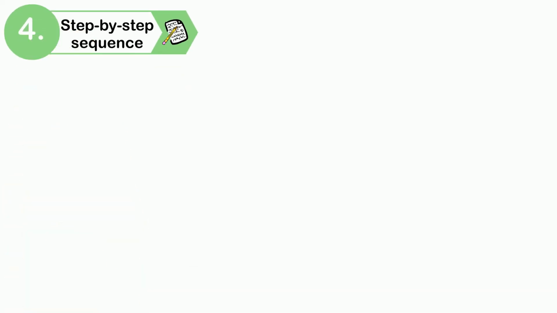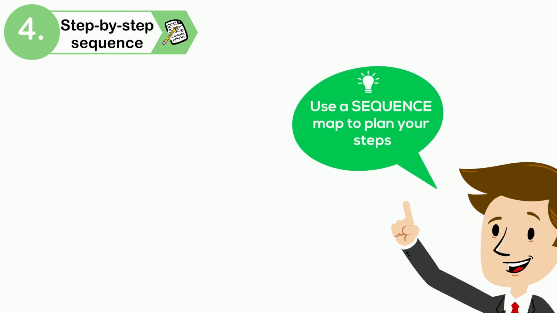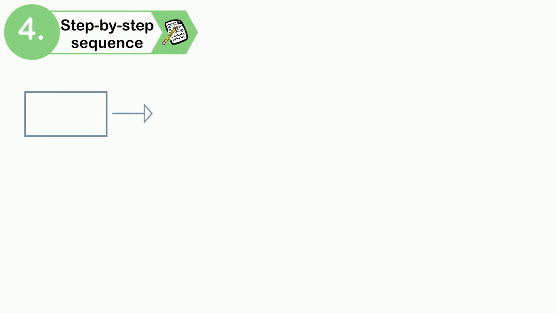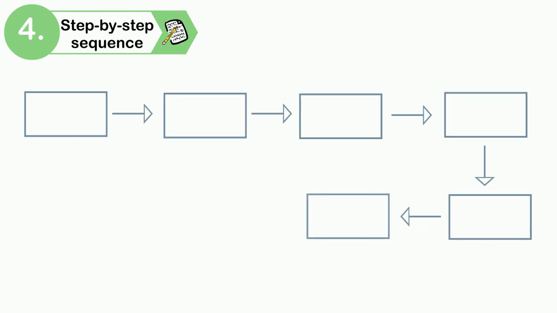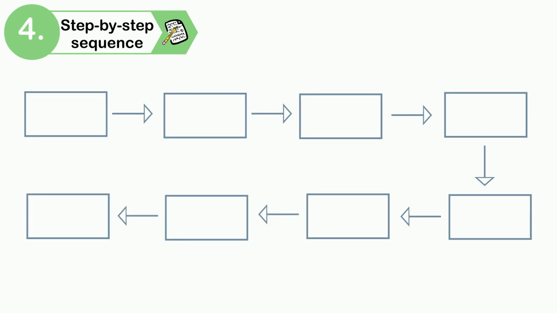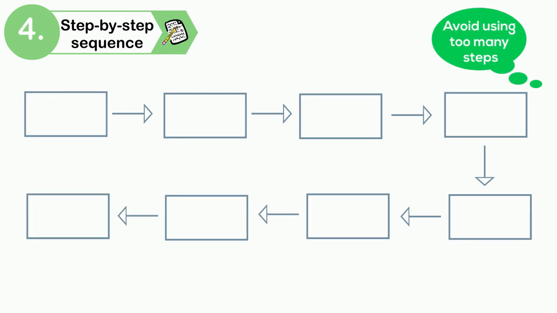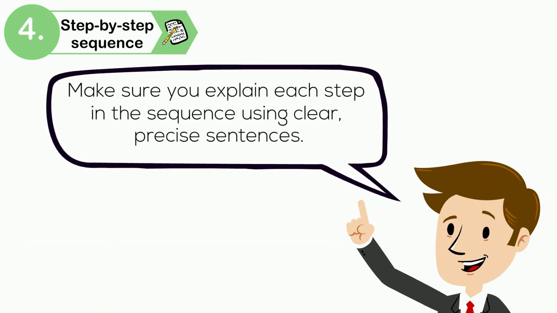Fourth, present your instructions in a step-by-step sequence. It's a good idea to use a sequence map to plan your steps before writing them. Break down the process into 3 to 10 steps. If you have too many, it can feel complicated, so avoid this. When you have planned the sequence, write down each step in a clear and precise way. Remember, you want your reader to follow your instructions without any difficulties.